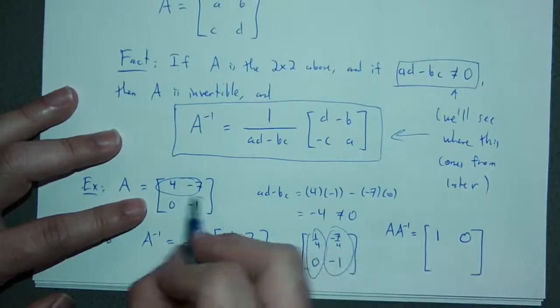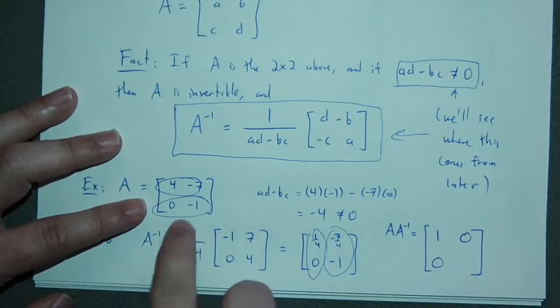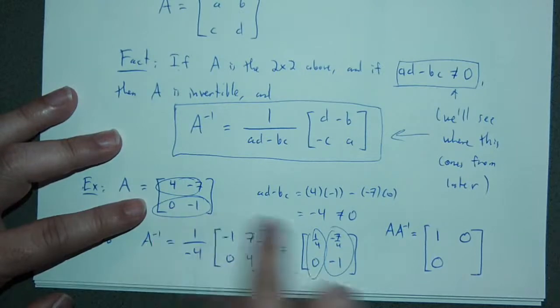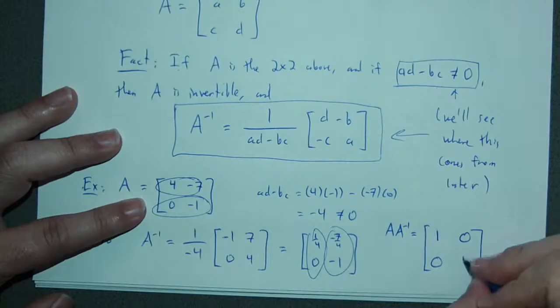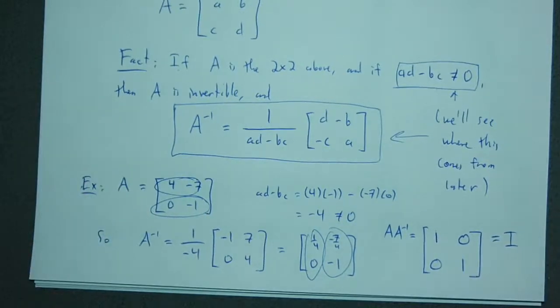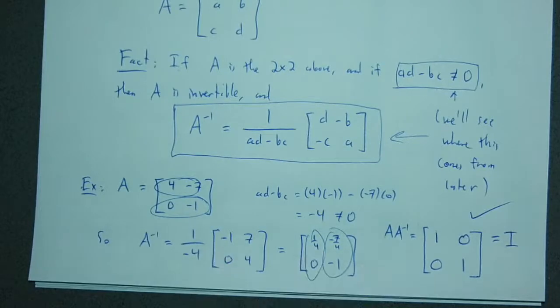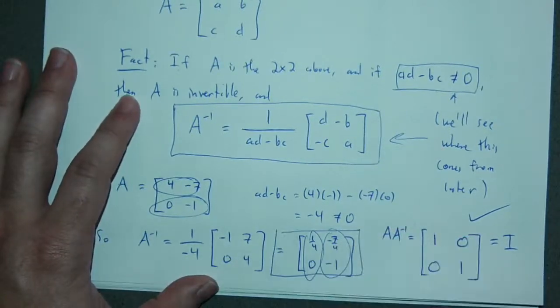The next slot is second row, first column. So I get 0 times 1/4 plus minus 1 times 0. That's 0. And then lastly, I get 0 times minus 7/4, so that's 0, plus minus 1 times minus 1, which is 1, which is the 2 by 2 identity. So yes, that is in fact the inverse. I didn't just lie to you. So the inverse of A is this matrix.